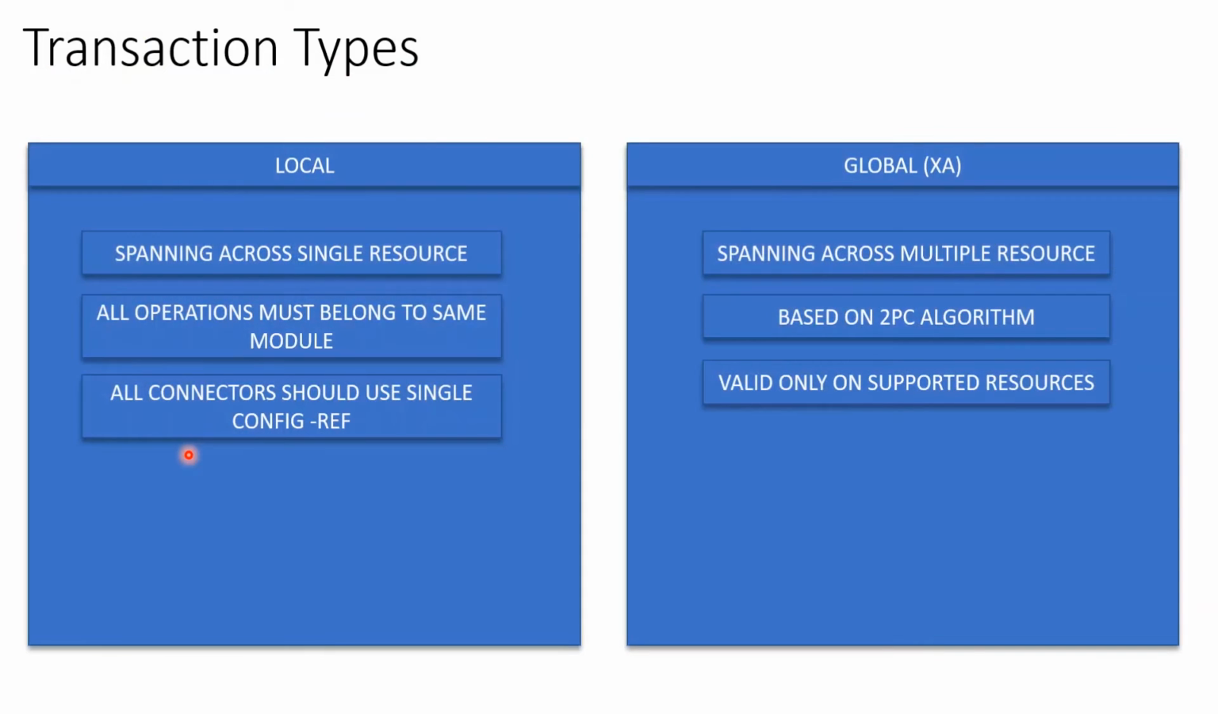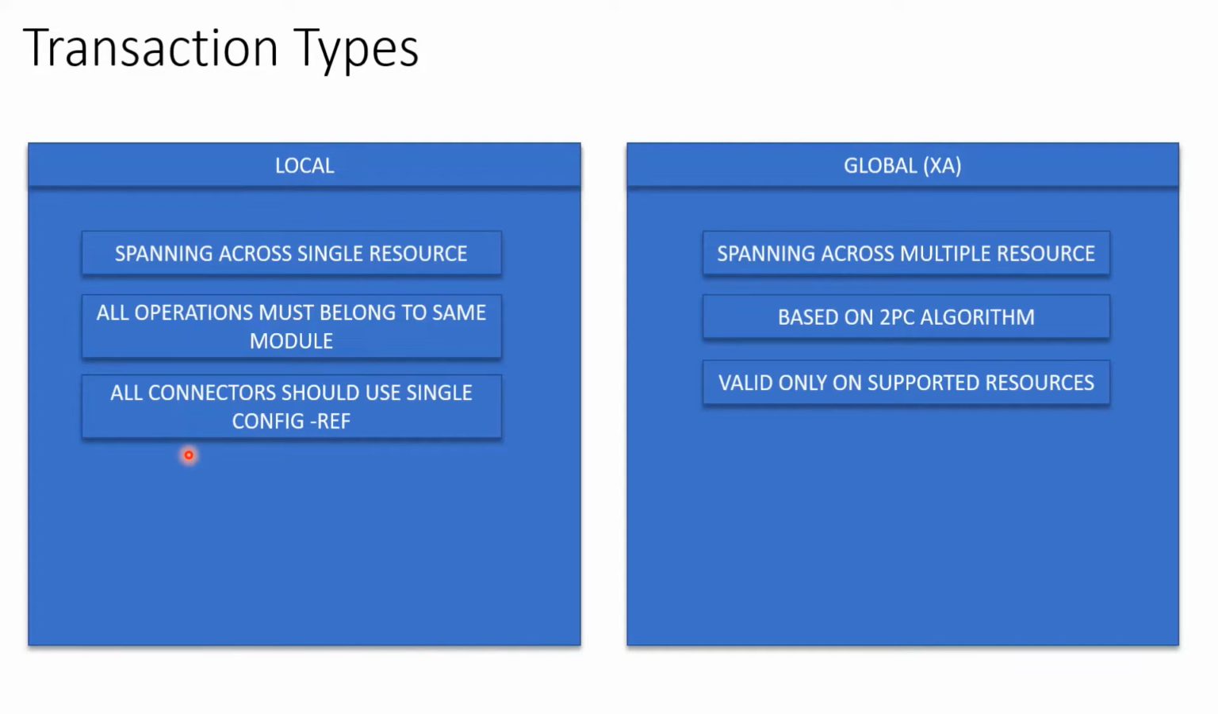So now let's move ahead to the transaction types. There are basically two types of transaction. One is the local and the other one is global. Sometimes they call it XA or extended architecture. In Mule, you'll usually find people saying XA transactions.